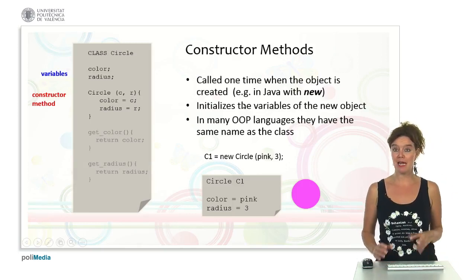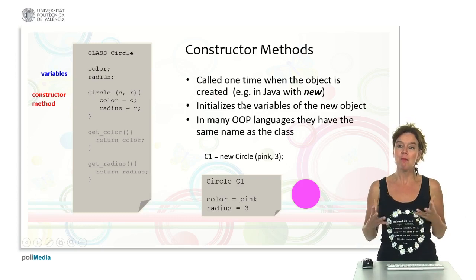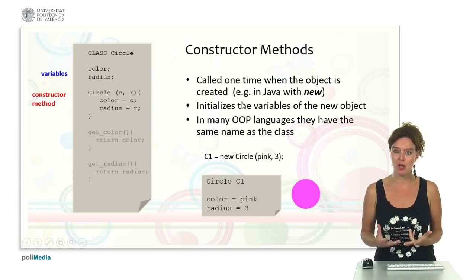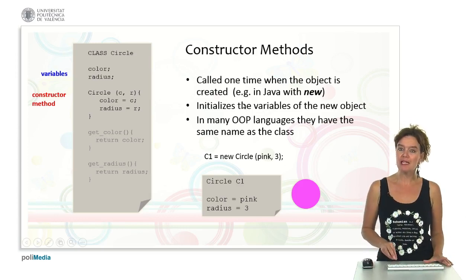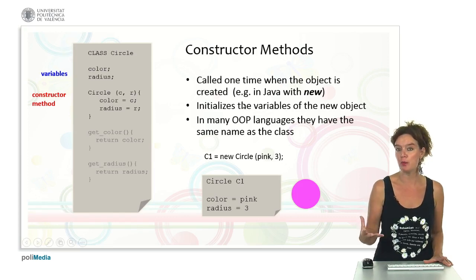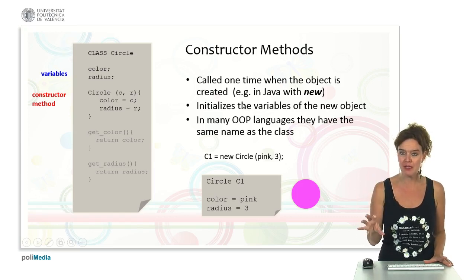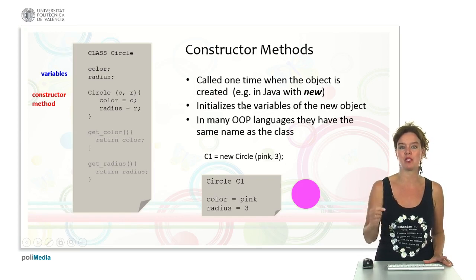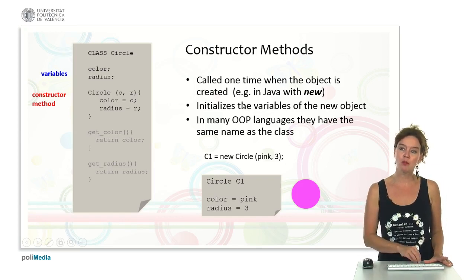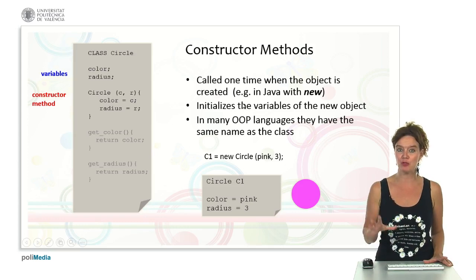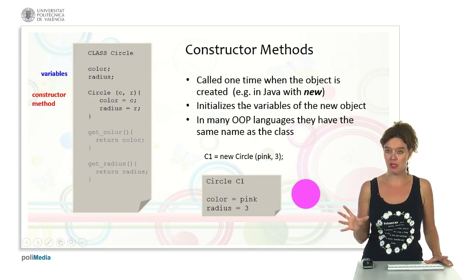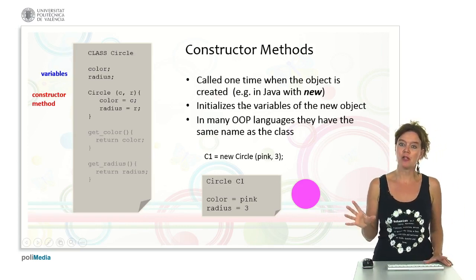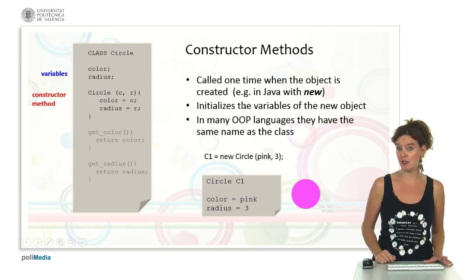Constructor methods are, like the name implies, methods that are called when you construct or instantiate an object. This is typically called when we use, in Java, the keyword new. We create a new instance, and that's where the constructor method is called. The constructor method initializes the variables of a new object. In many object-oriented programming languages like Java, the constructor methods have the same name as the class.